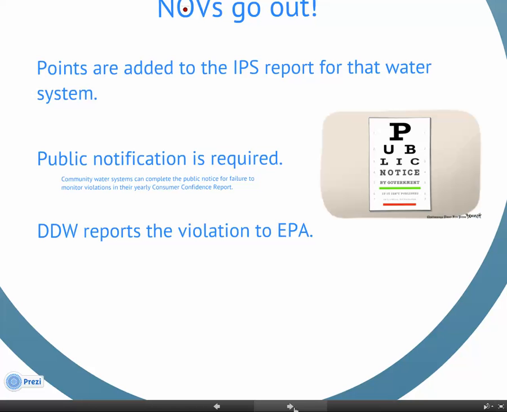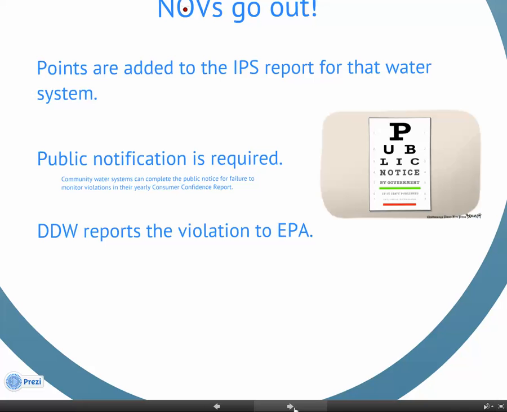The first thing is that points are added to your IPS report for your water system. And if you're at all familiar with the IPS system, you know that points are bad because IPS is like golf. The more points you have, the worse off you are. And you want to stay under the thresholds of points for your system to stay at an approved rating. So if you're a community system, that threshold is 150 points. If you're a non-transient, non-community system, that threshold is 120 points. And if you're a transient system, that threshold is 100 points. So you want to keep your IPS points low.